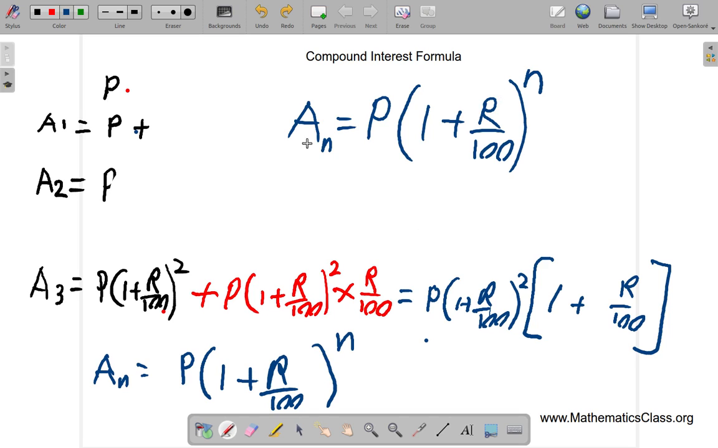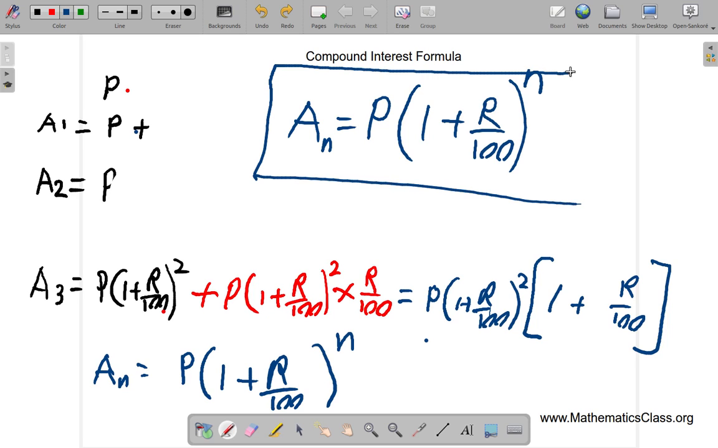All right, and we can box it up, making it look special. So this is what we have as our big compound interest formula.